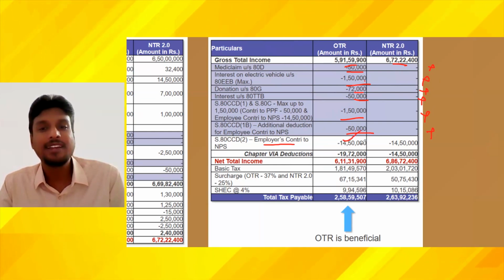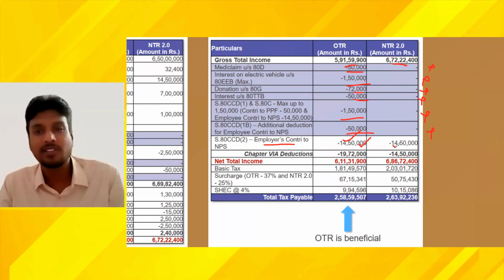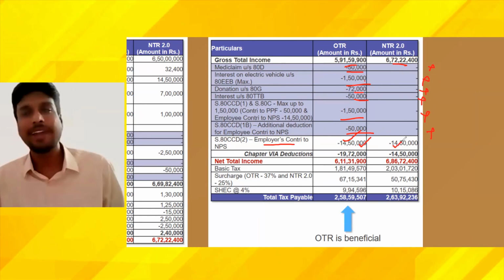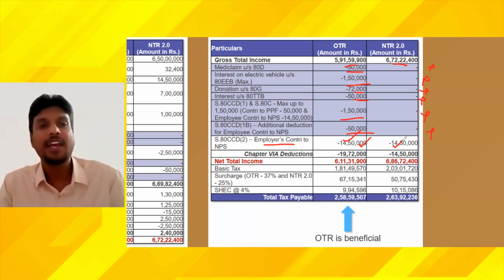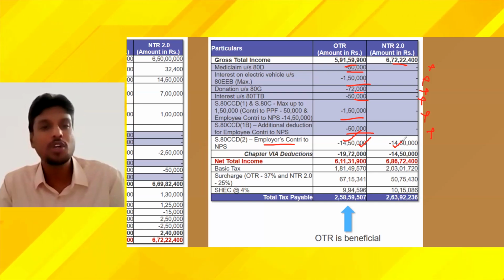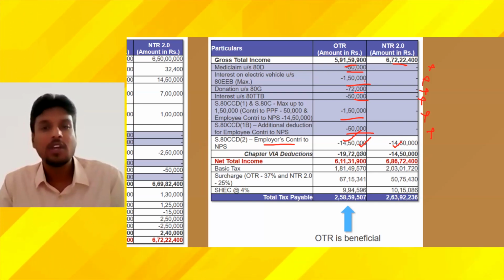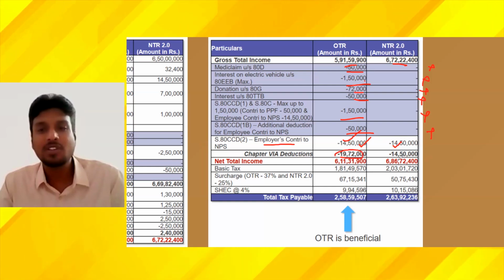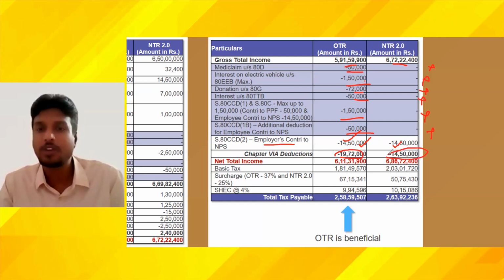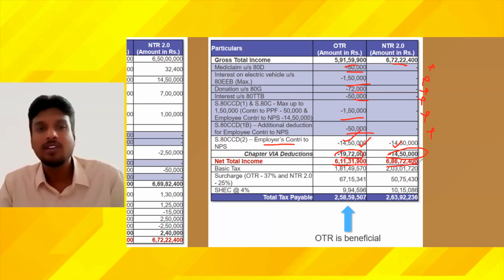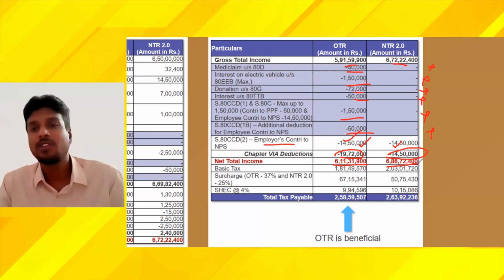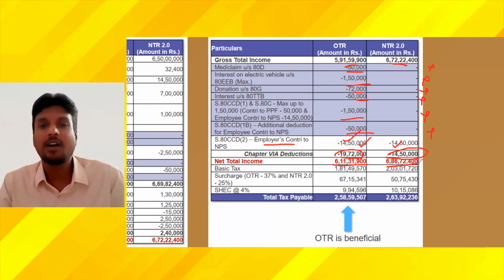Employer contribution under 80CCD(2) is allowed under both. This is what we said. 3 deductions are allowed: 80CCD subsection 2, 80CCH Agniveer Corpus Fund donation, and the employer contribution to NPS. Apart from that, nothing is allowed. So by this, there are 19 lakhs of deductions under the old tax regime versus 14 lakhs under the new tax regime. Thereby, the net total income out of the 5,91,000 we have now 6,11,000, 31,000 and 6,86,72,400. So this is the net amount of income.